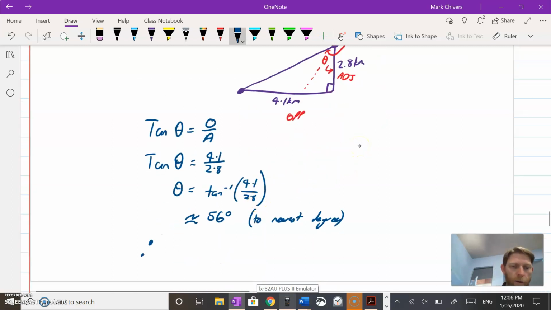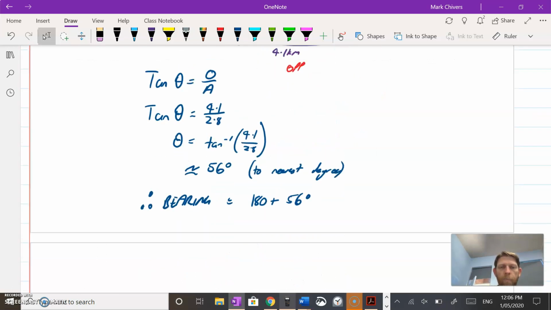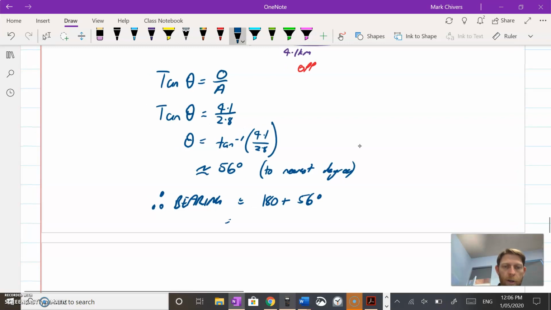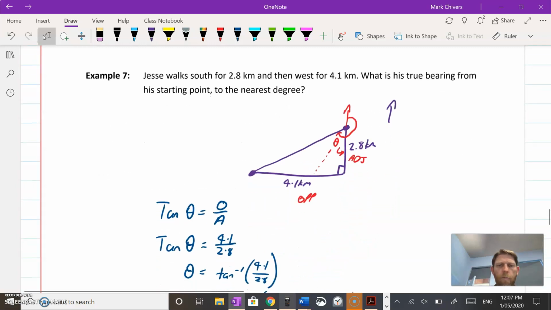So therefore, our bearing equals 180 plus 56 degrees, because we're going to use 180 degrees just to come around to south again, and then we're going to have 56 more degrees. So that's going to be 236 degrees. It did actually ask for a true bearing, so there you go. We've got everything we need for that particular question.